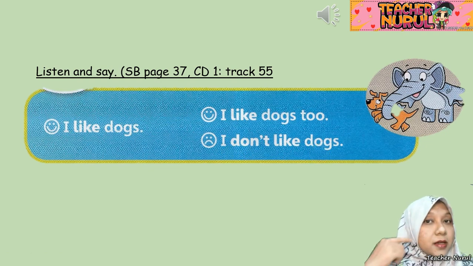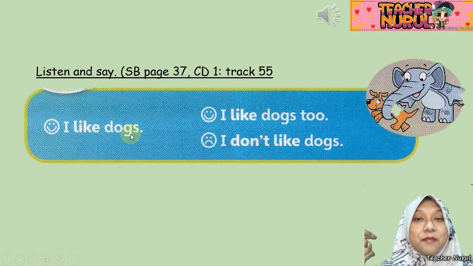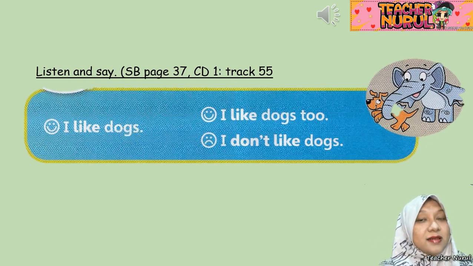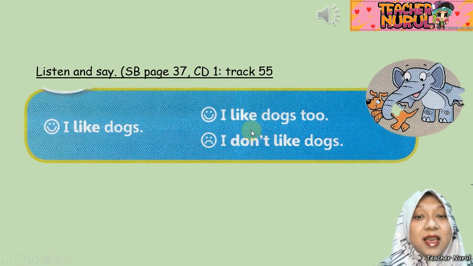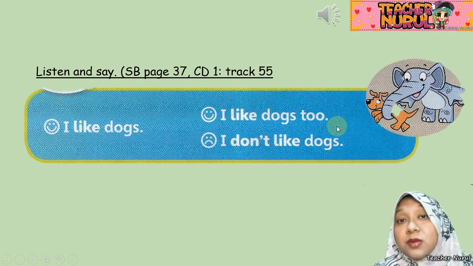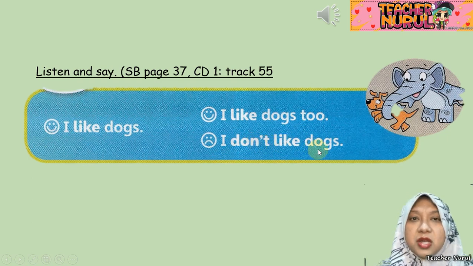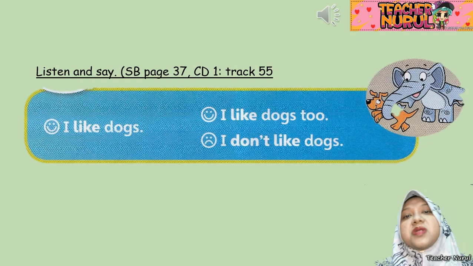You can hear the intonation. I like dogs. It means that person likes dogs. I like dogs too. Can you hear the happy intonation? Happy because that person likes the dogs. What about if you don't like something? I don't like dogs. So the intonation is going to go down because you don't like it.